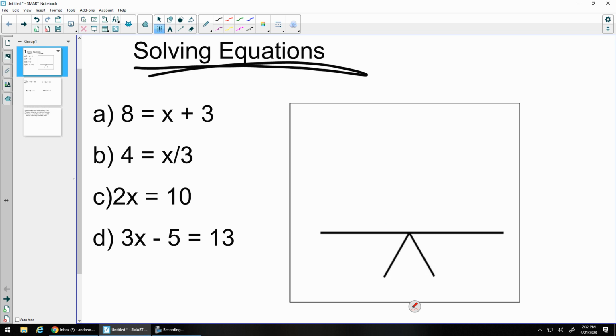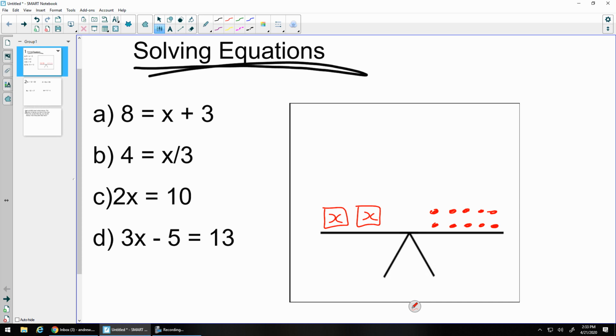2x is equal to 10. So on one side, I have x, x. The other side, I have 10. 1, 2, 3, 4, 5, 6, 7, 8, 9, 10. Okay, I want to get just one x on the left side.